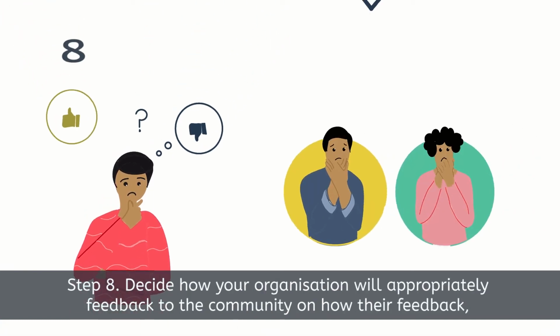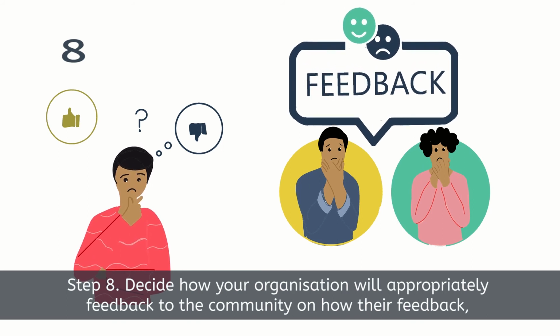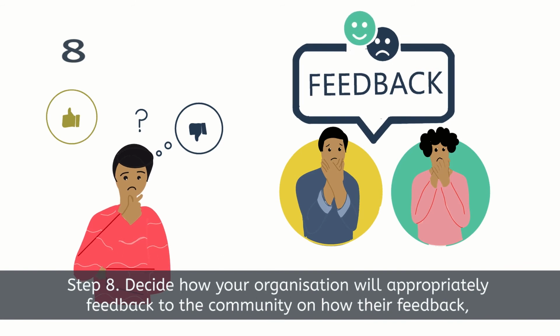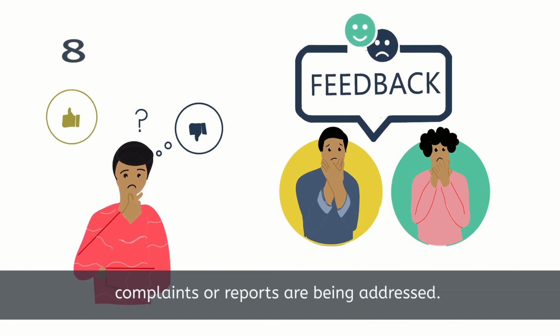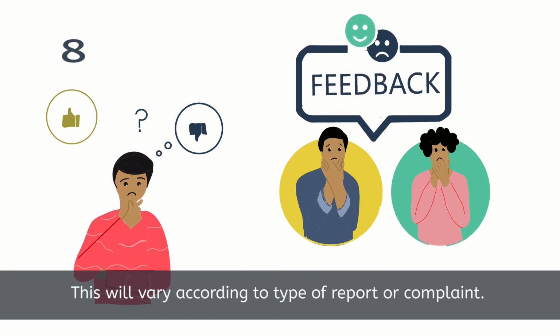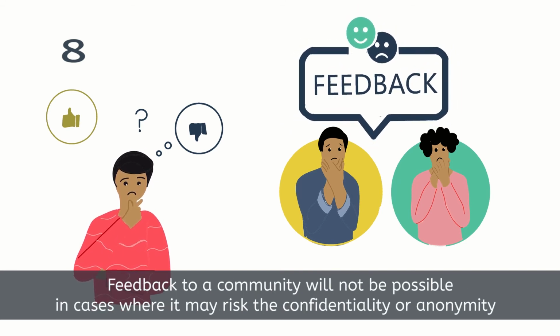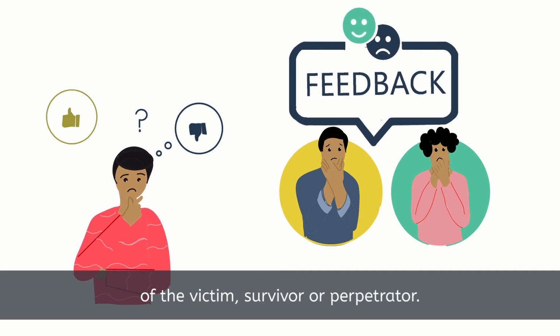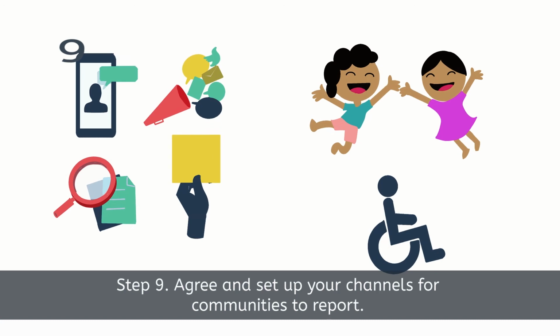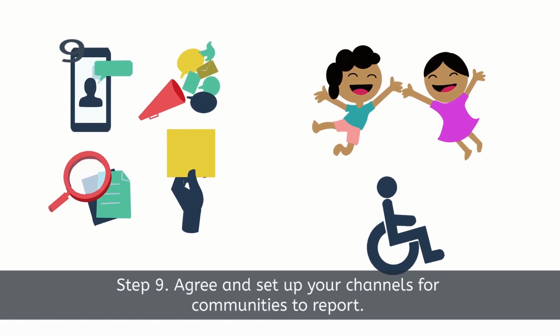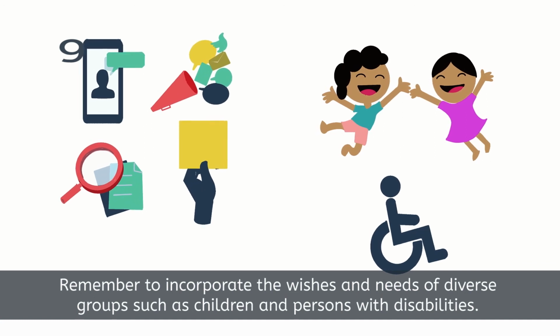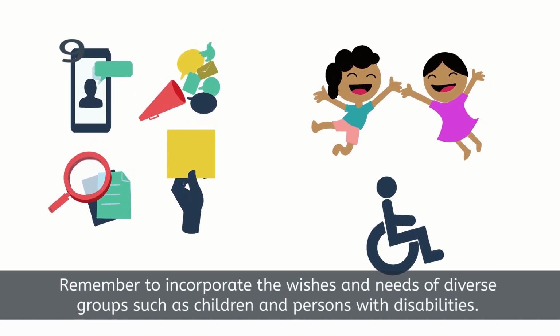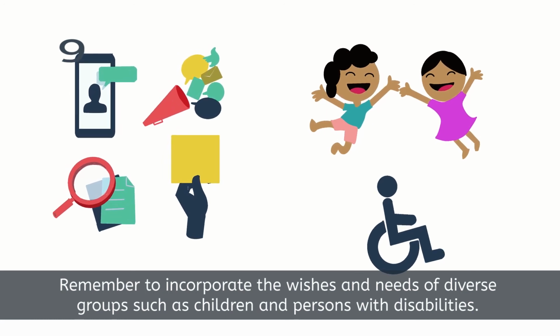Step 8. Decide how your organization will appropriately feedback to the community on how their feedback, complaints, or reports are being addressed. This will vary according to type of report or complaint. Feedback to a community will not be possible in cases where it may risk the confidentiality or anonymity of the victim, survivor, or perpetrator. Step 9. Agree and set up your channels for communities to report. Remember to incorporate the wishes and needs of diverse groups, such as children and persons with disabilities.